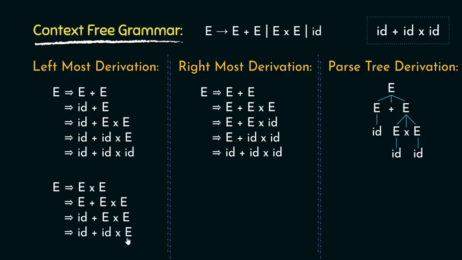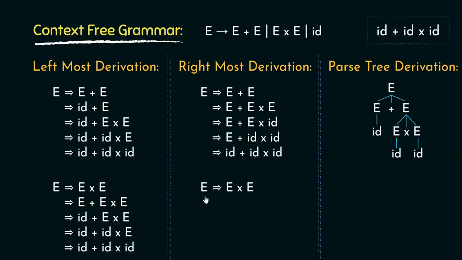Now we are left with only one e. Let's expand this one. So we now have derived the string id plus id into id. Well, this is the intended string. So observe, although we started off with different production rules, by the end, we ended up achieving the same result. So there are more than one leftmost derivations for this particular string. Let's now observe whether that's also the case for rightmost derivation.